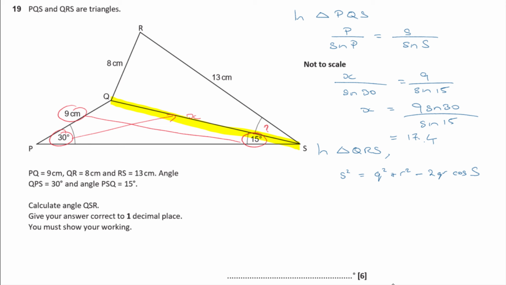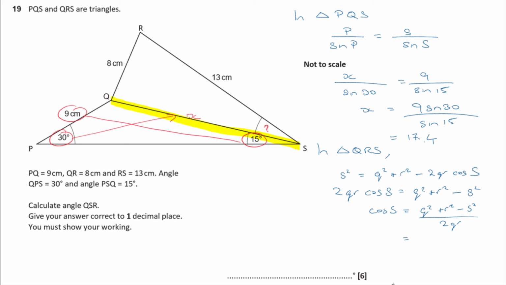Rearranging, I'm going to get 2QR cos S equals Q squared plus R squared minus S squared. Dividing through by 2QR, I get cos S equals Q squared plus R squared minus S squared over 2QR. Now you could just remember that rearrangement straight off, but I haven't got the headspace to remember that. I just remember the main one and I know how to convert it into the other one. So now I've got it in the form I want it to be in.